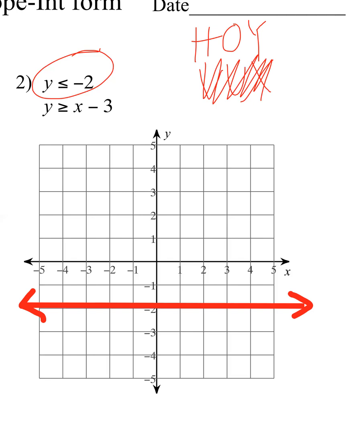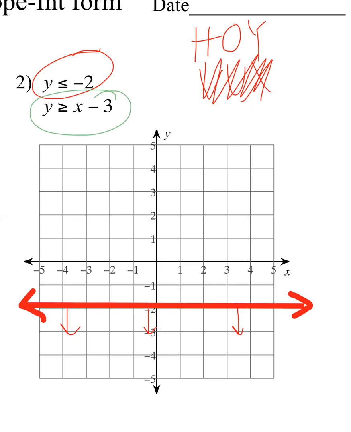And then I'm going to ask myself, it says y is less than, so that would be shading below. So just putting my reminder arrows to remind me I want to be below that red line. Okay, let's do the bottom line in green.